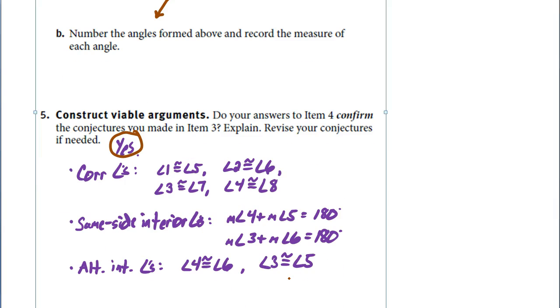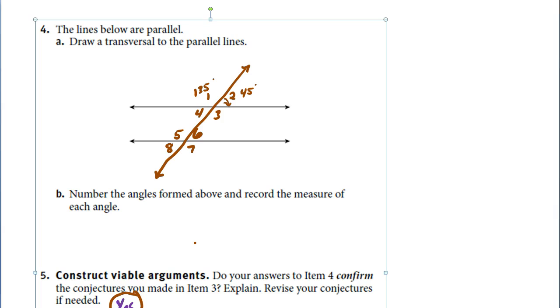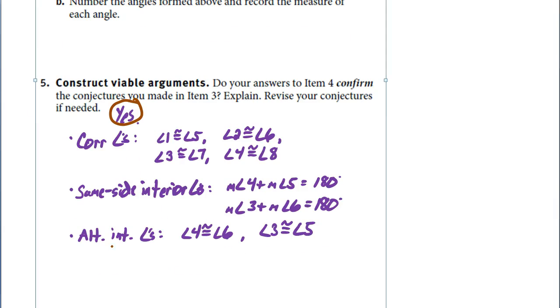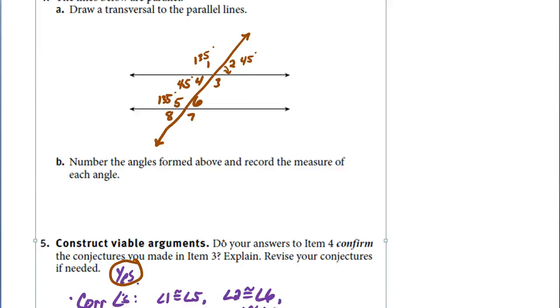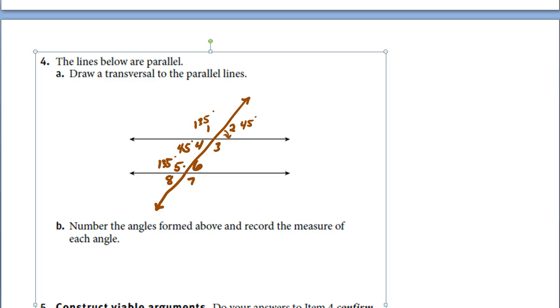Okay, what about the same side interior angles? Our conjecture was that they're supplementary. In this drawing, angle 4 is 45 degrees, and angle 5 is 135 degrees, and yes, those are supplementary. Also, angles 3 and 6 are supplementary. And finally, alternate interior angles. Our conjecture was that they are congruent. And in this picture, yes, angle 4 is congruent to angle 6, and angle 5 is congruent to angle 3.